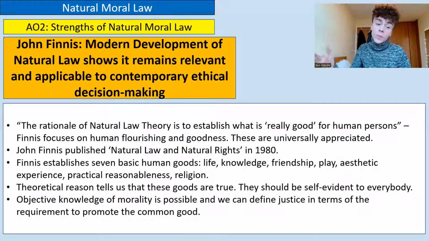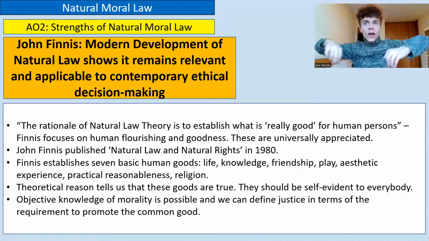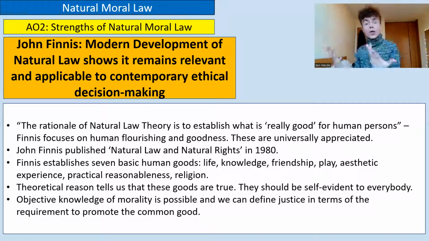So as I say, Finnis published his book in 1980, and it establishes those 7 basic goods that theoretical reason tells us are true. And again, they should be self-evident to everybody. This is at the same time a strength and a weakness, because if they were, that would be a great thing, because we would all voluntarily follow the natural moral law. We wouldn't need to just be following laws imposed upon us because we've been empowered to discover it for ourselves. But as I say, it's at the same time a weakness, because we can see in practice this is not how it works.